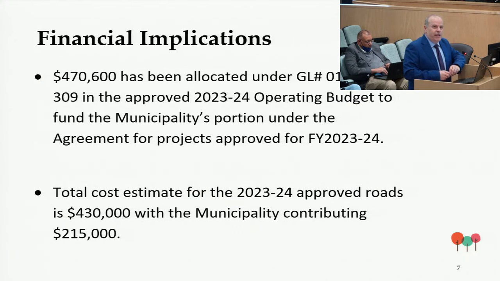The financial implications: there's a $470,000 allotment in GL01223209 that was approved in the present year budget. So it would come out of that GL. The total estimate on a previous slide that was approved is $430,000, so we would take $215,000 from that $470,000 budget.